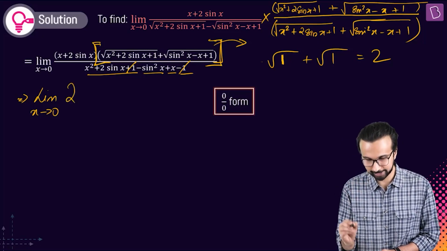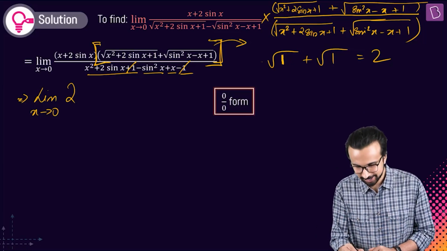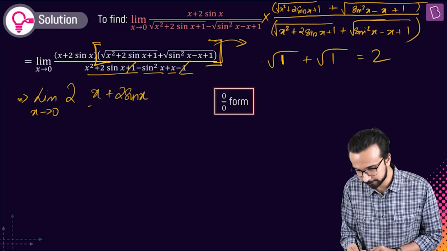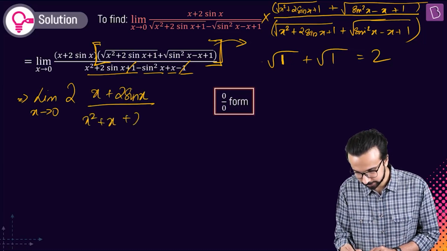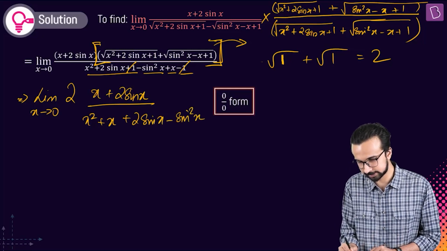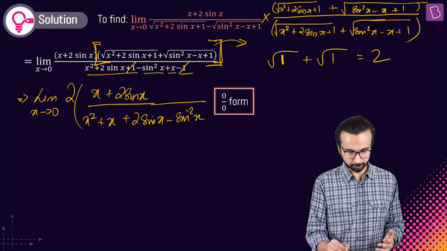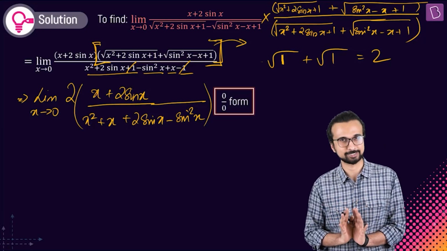So we write that limit first. What else is remaining? We have x plus 2 sine x in the numerator and x square plus x plus 2 sine x minus sine square x in the denominator. And guys, you can see now we are still stuck with 0 by 0 form. Nothing has changed as such.